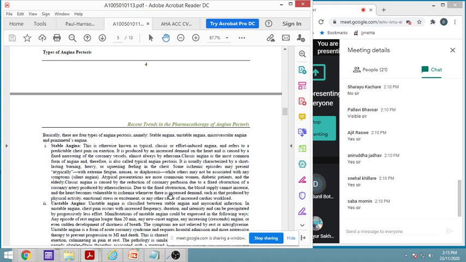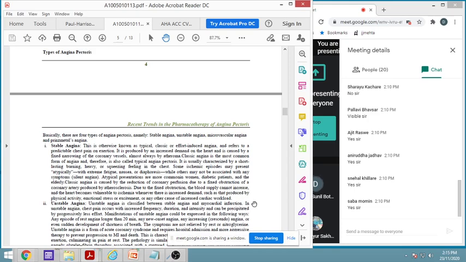Sometimes the burning sensation mimics acidity, and the heavy squeezing feeling in the chest looks like a muscle pain. Atypically, it comes with extreme fatigue, nausea or diaphoresis, that is, perspiration, while others may not be associated with any symptoms. They are called silent angina. Atypical presentations are more common in women, diabetic patients and the elderly.